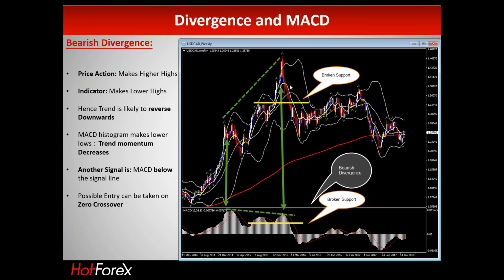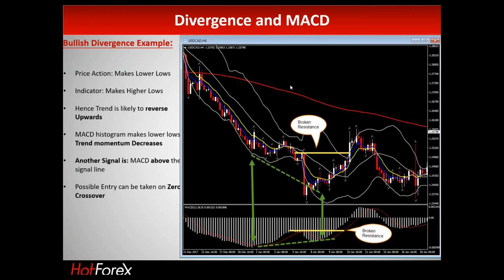So let's go to the bullish divergence example. Bullish divergence examples are the opposite. I know there are many questions, guys. I will try to reply to you once we are done. So bullish divergence is the opposite of bearish divergence.